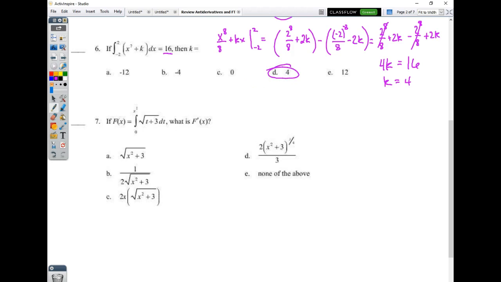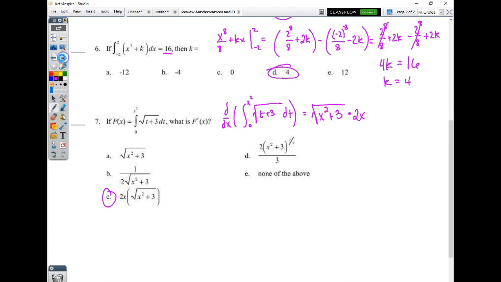On to question 7. If f of x equals the integral from 0 to x squared of the square root of t plus 3 dt, what is f prime of x? So to go from f to f prime, I need to take the derivative. I'm going to take the derivative with respect to x of the integral from 0 to x squared of the square root of t plus 3 dt. And right there, that should scream to you that this is, in fact, a second fundamental theorem question. So when we do second fundamental, we replace the t with the x squared, my limit, and then using the chain rule multiply by the derivative of that limit to get 2x. And we can see the answer should be C.